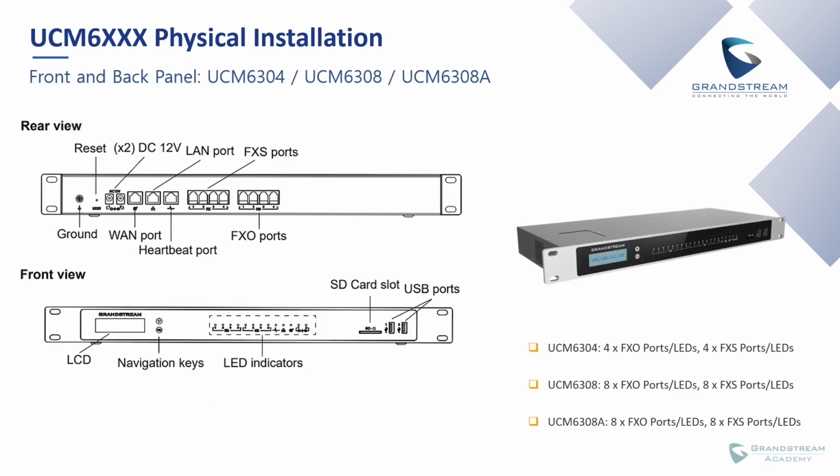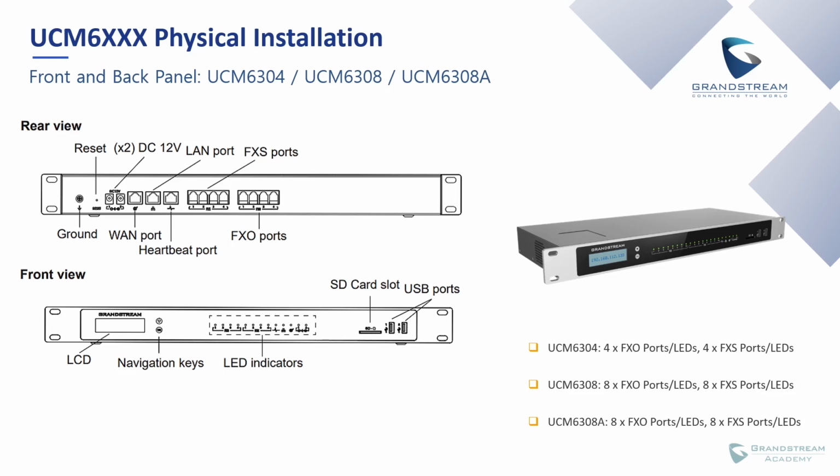Now let's talk about other UCM6300 models which feature a different design. Those models are the UCM6304, UCM6308, and UCM6308 audio. For these UCMs, on the front panel, we have the LCD screen, the navigation keys, LED indicators for all the interfaces status, 2 USB 3.0 ports, and 1 SD card slot. On the back panel, we have a power jack of 12 volts DC to power up the unit, a pinhole reset button, LAN and WAN and heartbeat ports with PoE+.